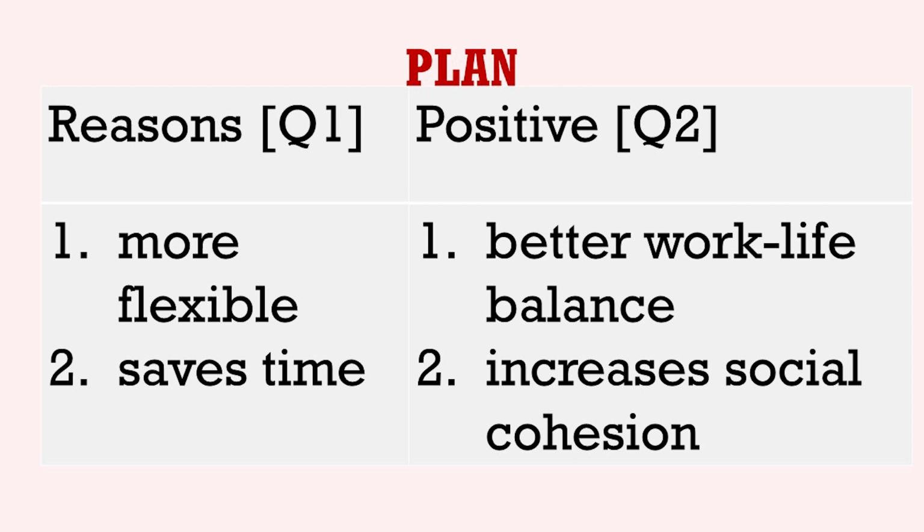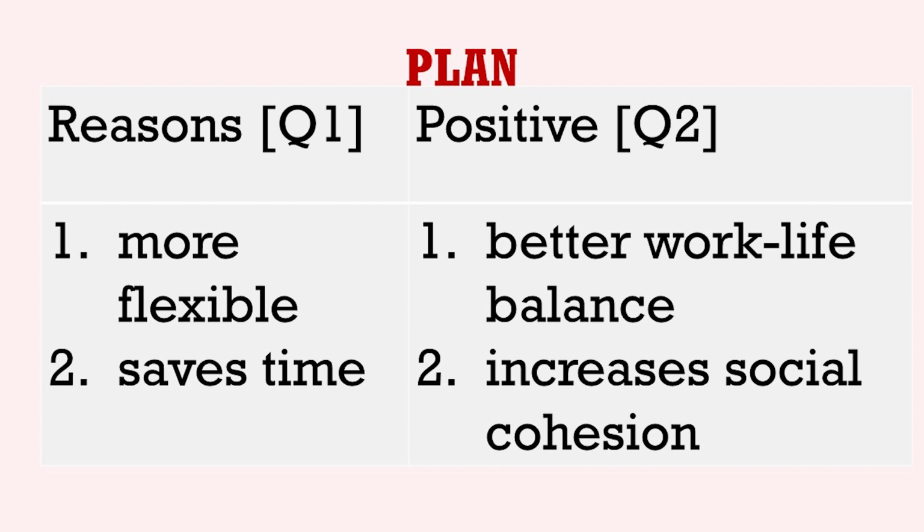So our reasons. Number one, because it's more flexible. We can kind of alter our schedule to fit our life. And another reason is that it saves time. We don't have to commute to an office. Then I'm going to say that it's totally positive. I recommend saying it's totally positive or totally negative. It's quite hard to fit an idea of positive and negative into the same paragraph.